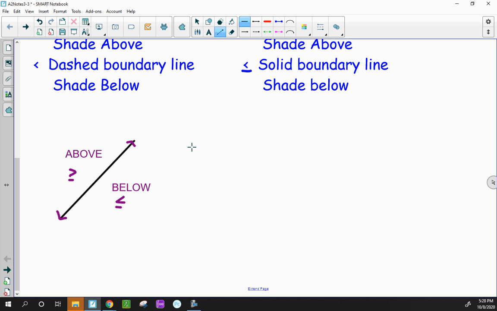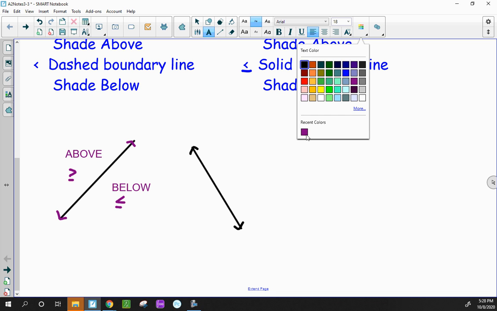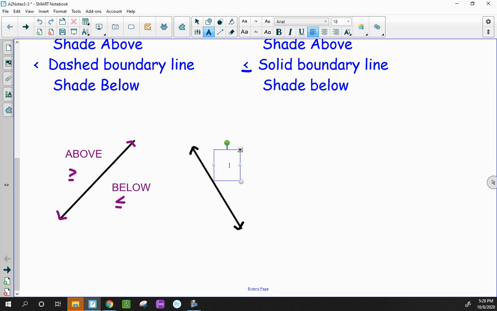Second option, when your line falls from left to right, basically when it has a negative slope, then the above section, greater than section, is going to be towards the right. This section is the less than section or below.